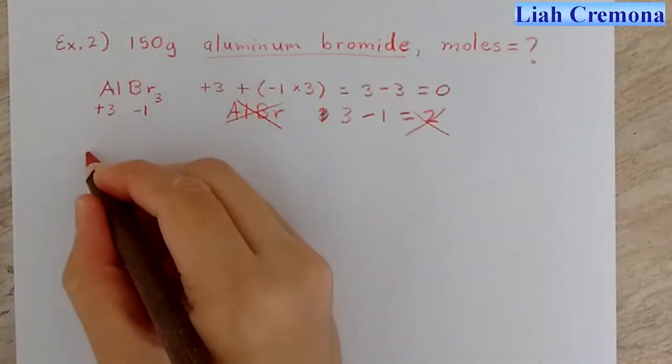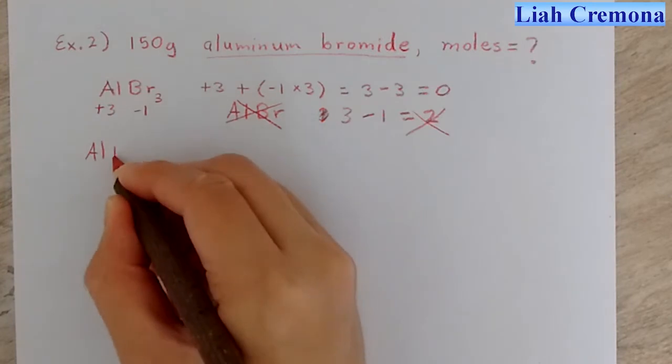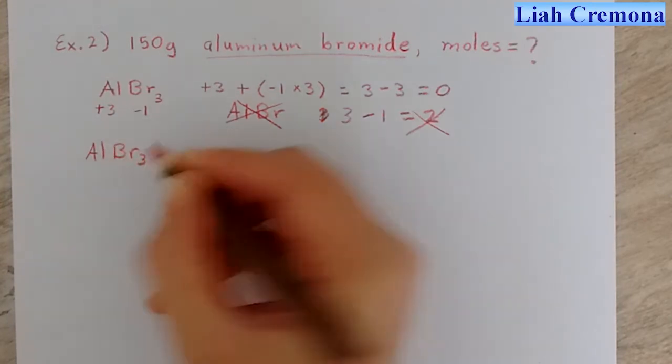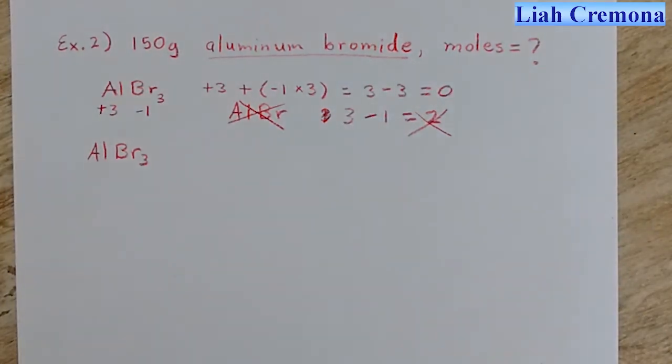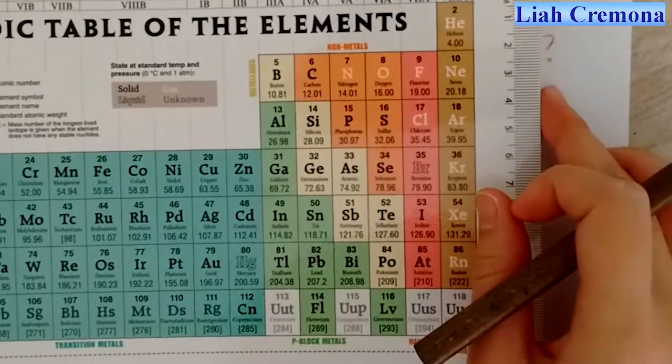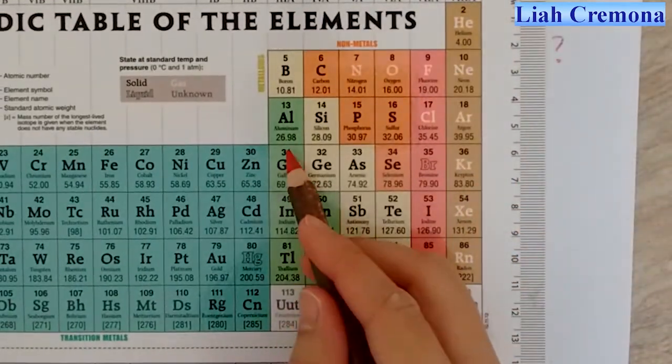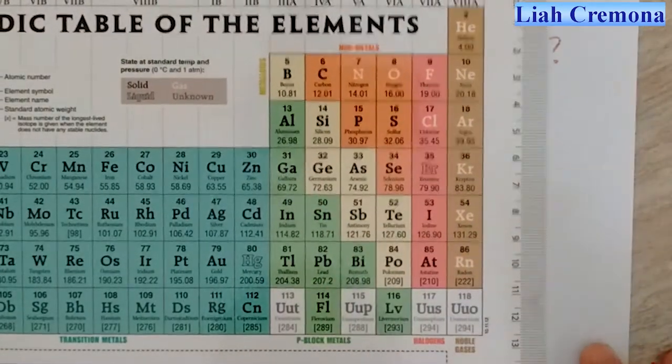Now, once we have found the chemical formula for this compound, we need to find its molar mass. Once again, looking at the periodic table, we can see here that aluminum is 26.98 grams per mole.